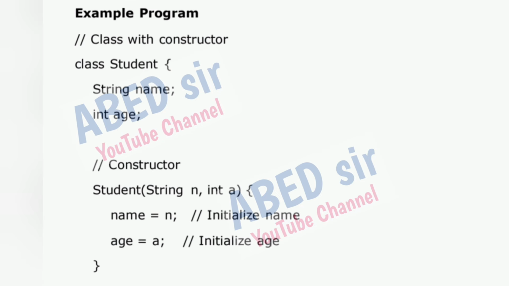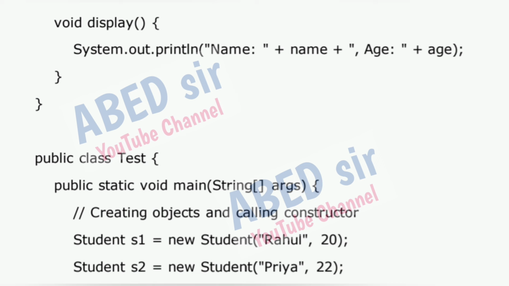Example program. Class with constructor. Class Student, String name, int age. Constructor Student(String n, int a): name is equal to n, initialize name; age is equal to a, initialize age. Void display: System.out.println name plus age.